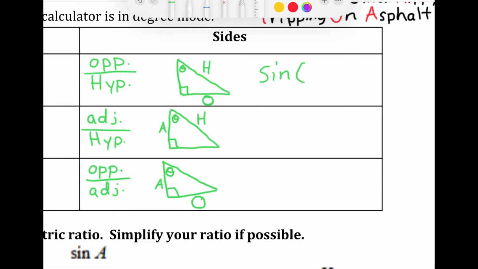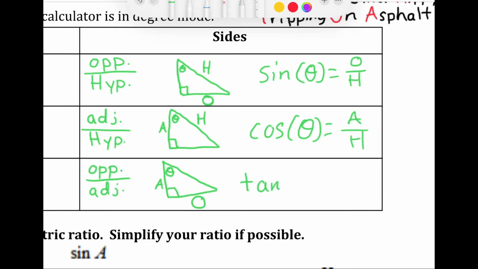So our trig functions look like this. Sine of our angle theta equals opposite over hypotenuse. Cosine of theta equals adjacent side over hypotenuse. And then our tangent of theta is going to be our opposite over adjacent.